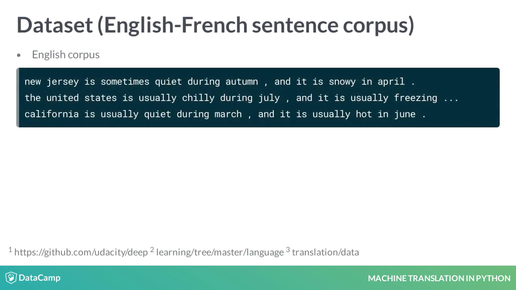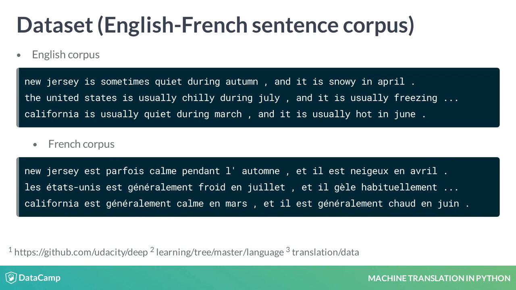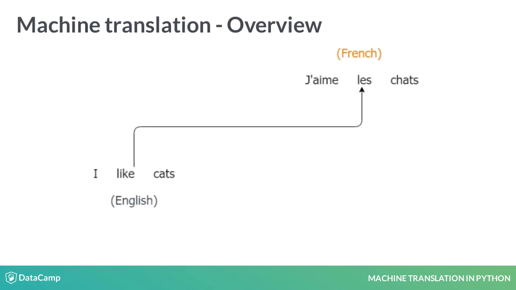The dataset that you'll be using in this course consists of two text files. One file contains a set of English sentences where each line in the file contains a single sentence. And the other file contains the corresponding French translations of the English sentences.